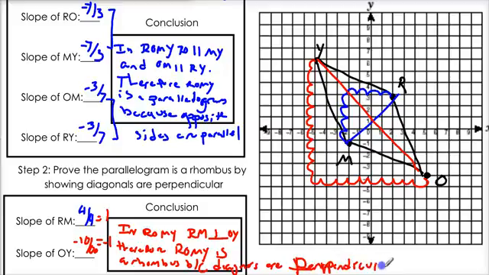Perpendicular. So remember, you have to do both. First, you show that it's a parallelogram. Then you show that it's a rhombus by proving one of the properties. And you always write out your conclusions, guys.